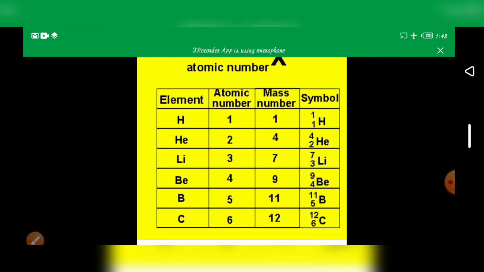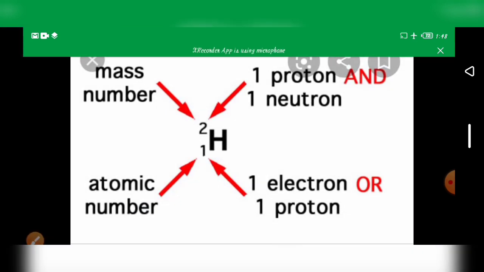Okay, here also I have given some examples for you. From that you have to calculate the mass number; the atomic number I have already given. You have to test yourself. Okay, how will you calculate this one?